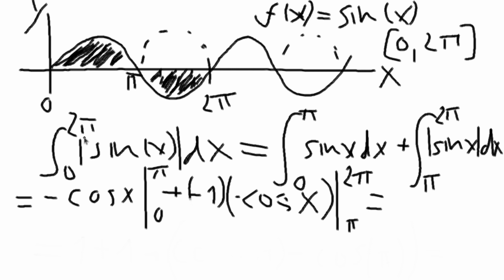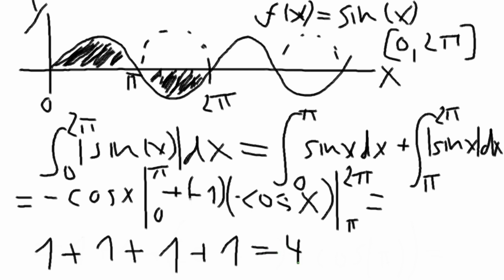So let's finally evaluate this. What this will basically give is minus cosine of pi should be 1, minus, we subtract it, minus cosine of 0 will be 1 also, so it's 1 plus 1, and then add to it -1 times minus cosine will be just plus cosine of 2 pi, should be 1, and minus cosine of pi should be also 1, so the result should be 4.